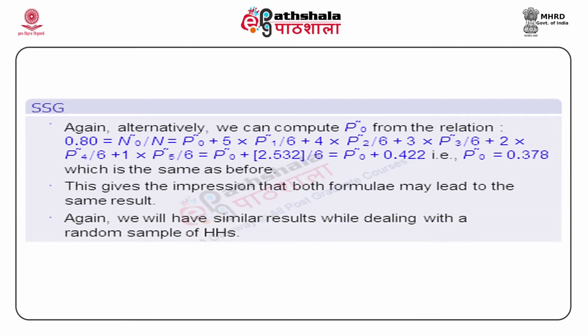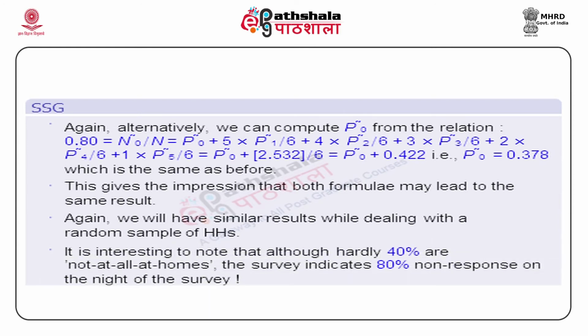Again, we will have similar results while dealing with a random sample of households. It is interesting to note that although hardly 40% are not at all at home, the survey indicates 80% non-response on the night of the survey. Yeah, that's kind of paradoxical. Huh? Oh my God, 80% not available. Then how do I conduct the survey? But as a matter of fact, only 40% are totally not available. Okay? That is an interesting aspect.